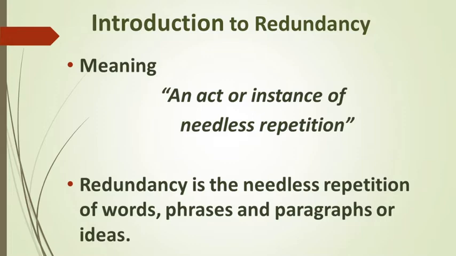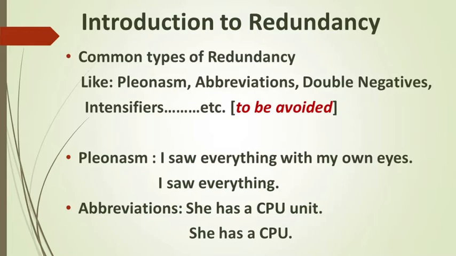See, in our day-to-day language, we are prone to use redundancies as habitual usages. So, based on this, we have a few common types of redundancies like pleonasm, abbreviation, double negatives, and intensifiers, etc. Here, we need to keep one thing in mind: such habitual practices of redundancies should be avoided to learn the right use of the English language. Let us understand their meaning one by one through examples.